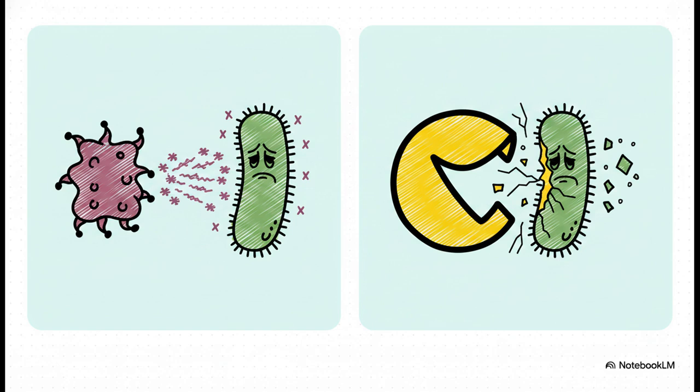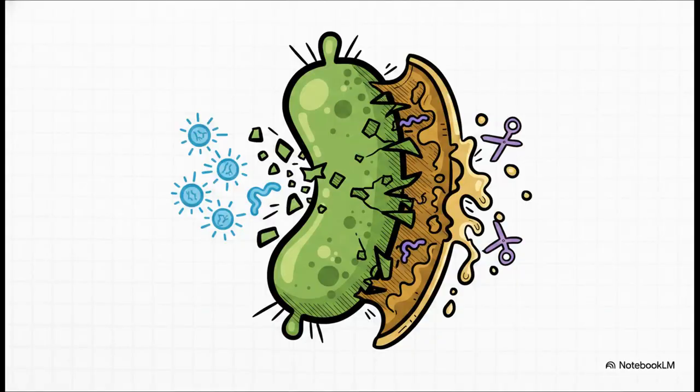The second type is called hydrolases. These enzymes attack directly. They are like a demolition team. They go and break down the bacteria's structures, like the cell wall. A very good example of this is lysozyme. Now let's look at some common examples of hydrolases, the direct attackers. First, we have lysozyme. Remember, lysozyme breaks down the bacterial cell walls.